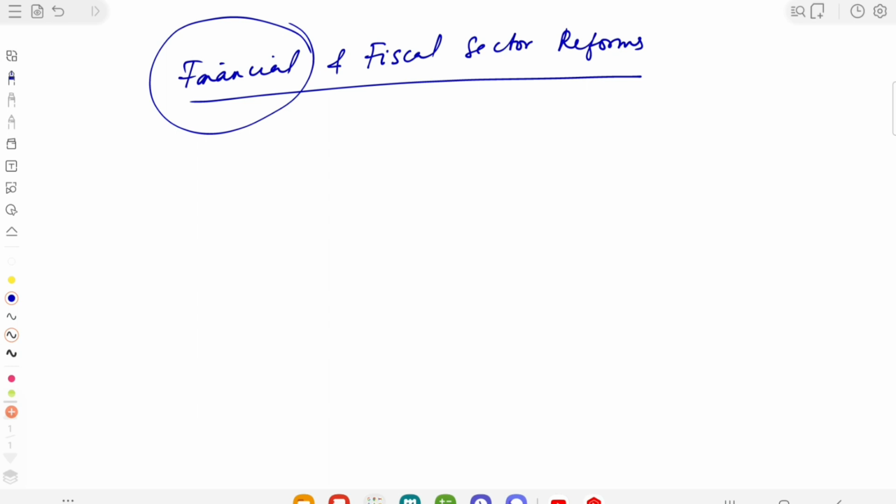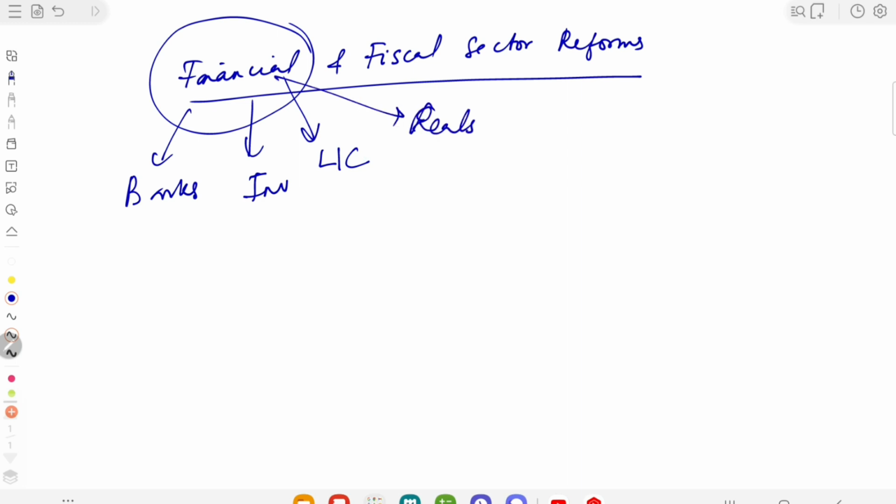So this sector could have firms like banks, investment companies, insurance companies. I'll just write LIC, which could then be real estate firms. Banking, small finance, investment banks, all these various types of banks, investors, investment companies, insurance companies, all these things come under this financial sector. So then what else?